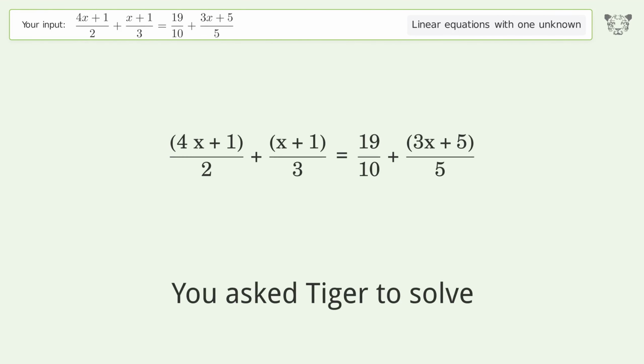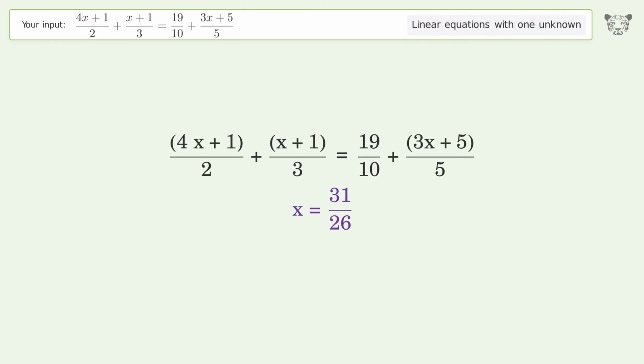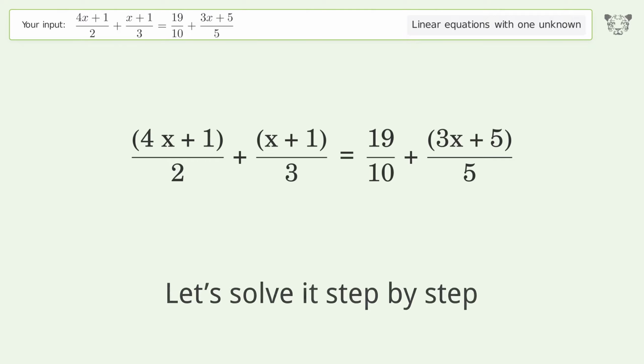You ask Tiger to solve. This deals with linear equations with one unknown. The final result is x equals 31/26. Let's solve it step by step.